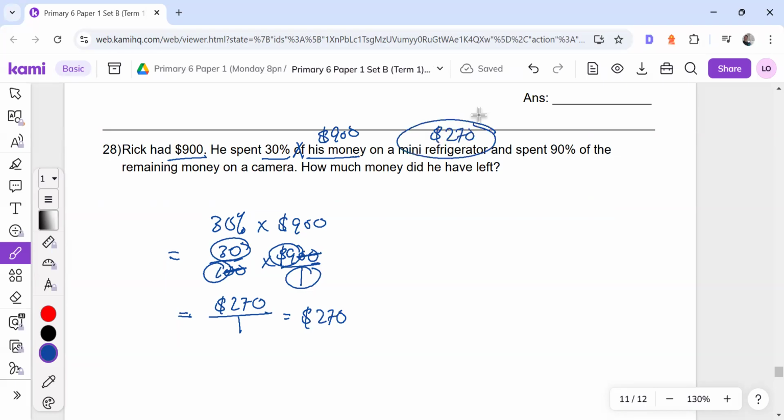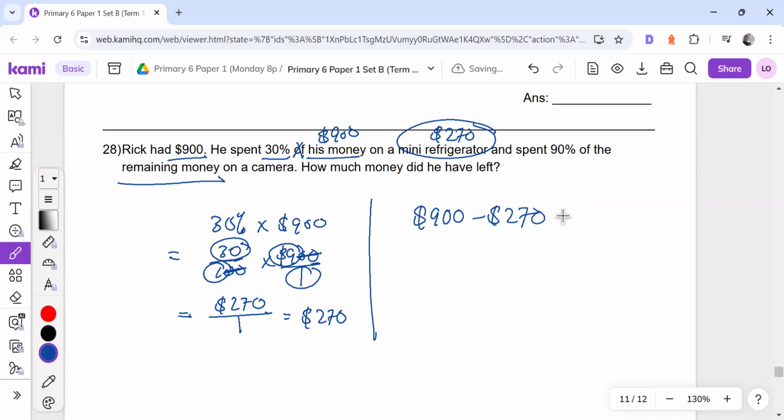Just put the number on top. Then he spent 90% of the remaining money. Next step, go and find what is the remaining money after he spent on the refrigerator. So you take 900, which is the money at first, and he spent $270 on the refrigerator. That will give you the remaining money. And then go and put over here.